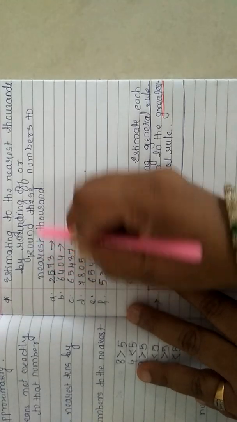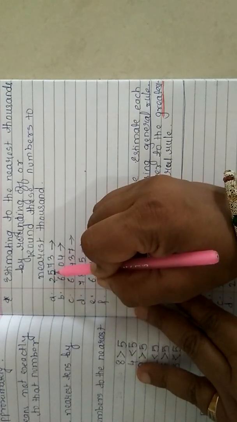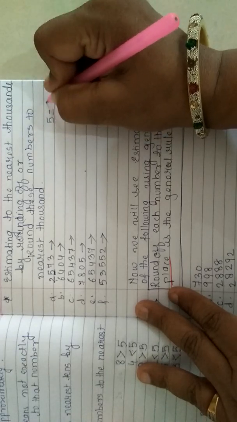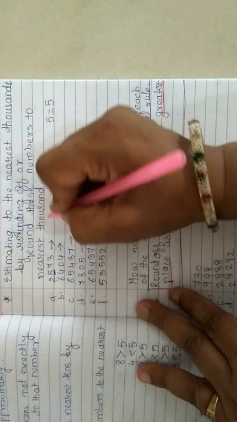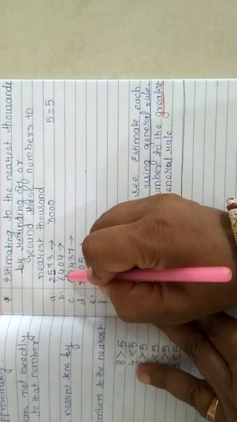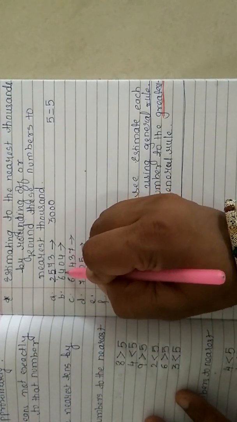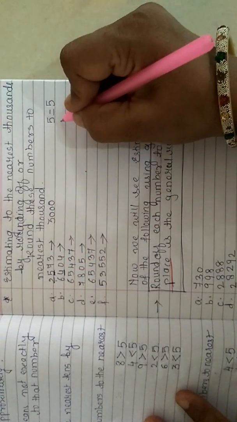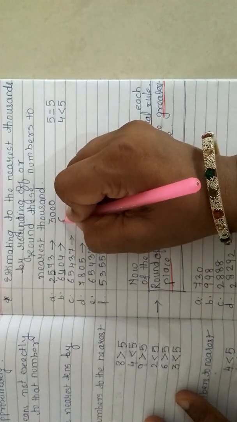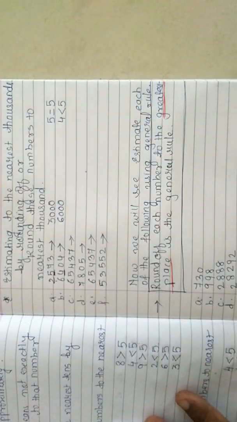Now children, round off these numbers to the nearest thousand. To round off the numbers to the nearest thousands, I will see the number at hundreds place. It is 5 and 5 is equal to 5. So I will add 1 in this and it will become 3000. Now children, this number is 6404, but I will see the number at hundreds place, that is 4, and 4 is less than 5. So I am going to omit it and write here 6000.